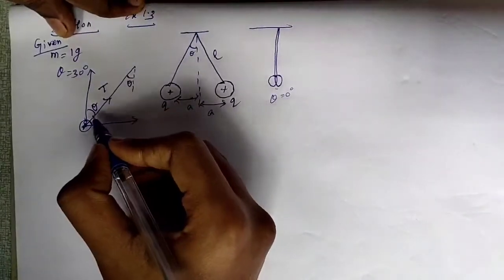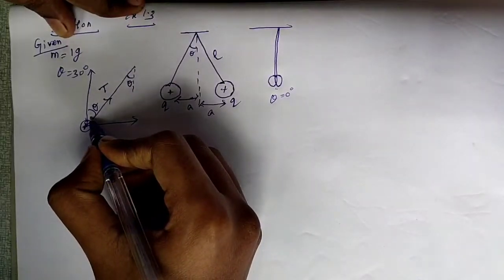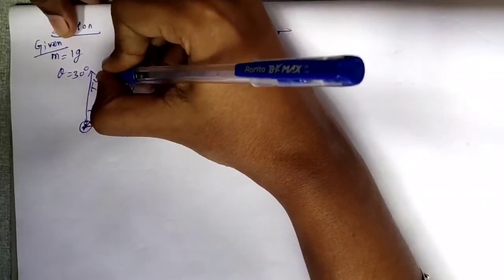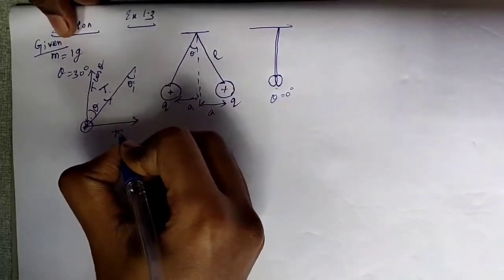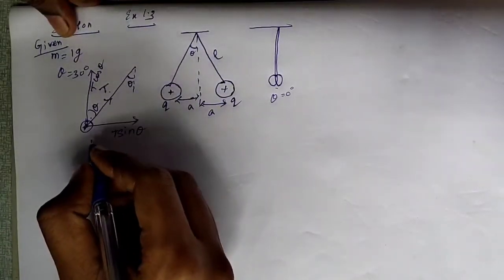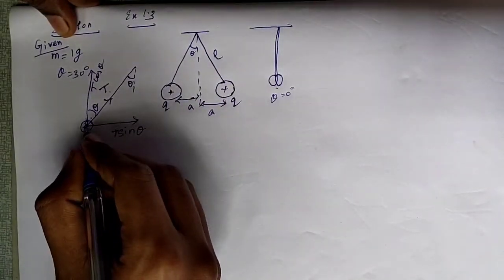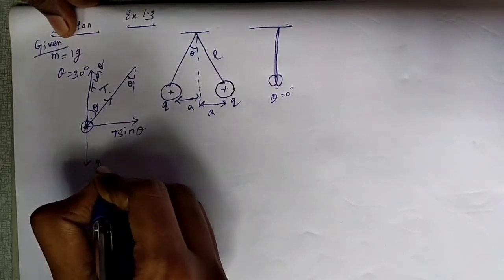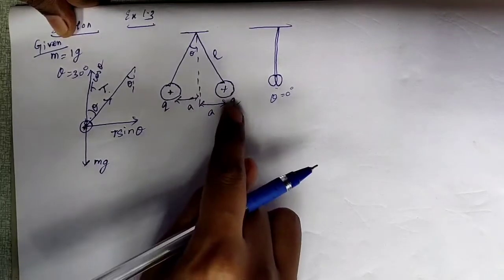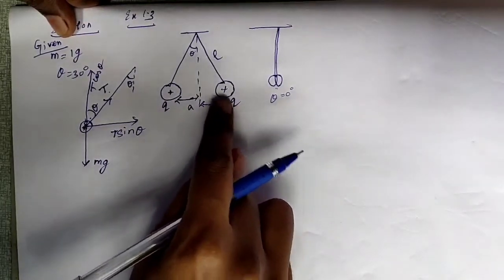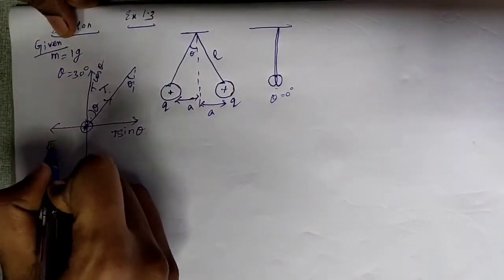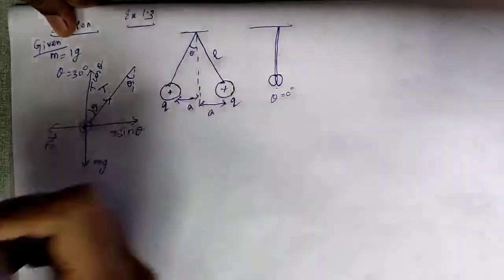So T is resolved into two components: T cos theta and T sin theta. Next, due to gravity, the gravitational force acts on the mass, so the gravitational force is mg. Since it is a positive charge, due to the other charge it experiences a repulsive force. The force of repulsion, the electrostatic force, acts along this direction.